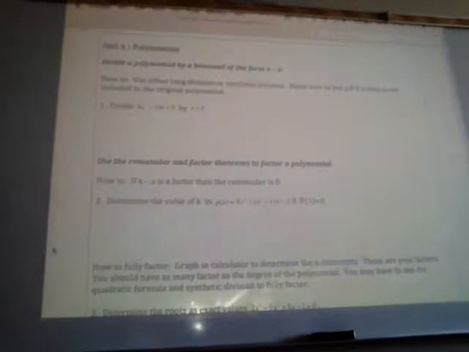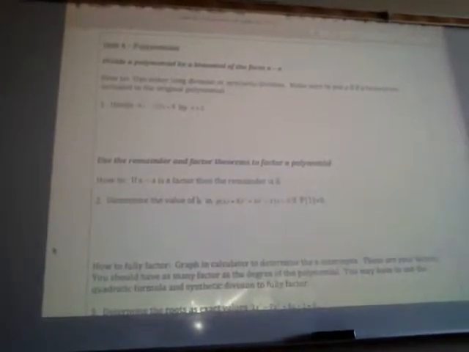All right, page 10. Polynomials. Basically, we looked at how to solve polynomials. We looked at how to factor them, and by factoring them, we were able to solve them. We learned how to divide using synthetic and long division, and now we're going to review that.